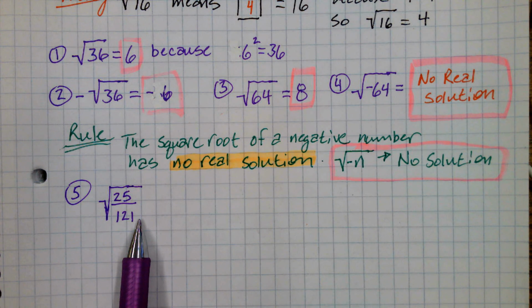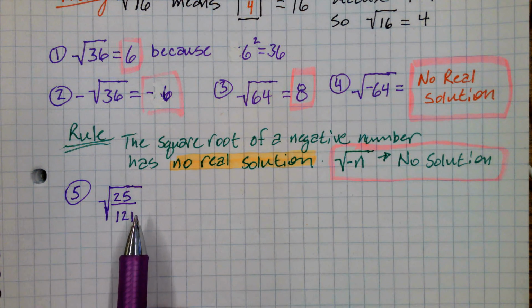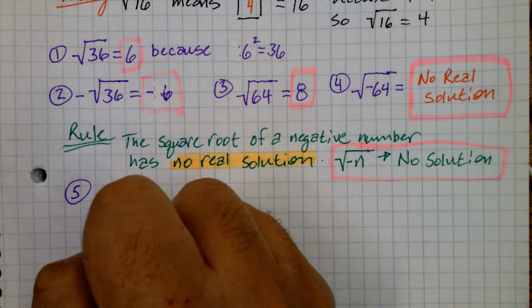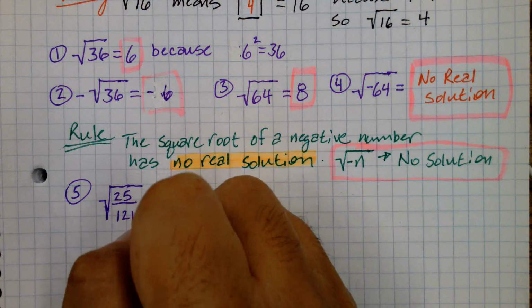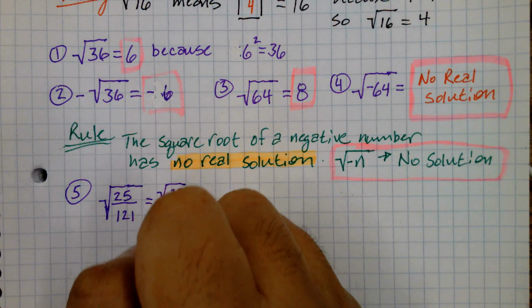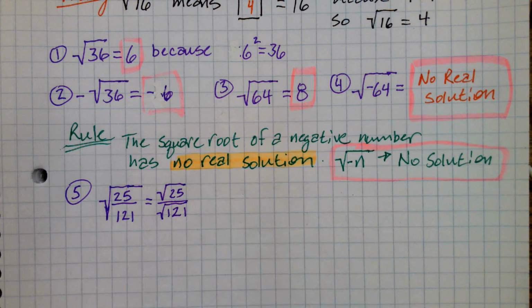Yeah, they're odd. They're also going to be perfect squares. 5 times 5 is 25, right? 11 times 11 is 121. So you can do this, look. You're allowed to break this up into 2 smaller square roots. You can do that. And now I could just find the answer.